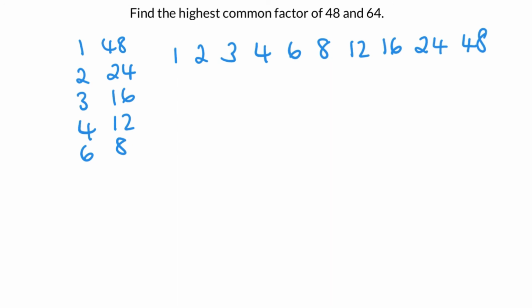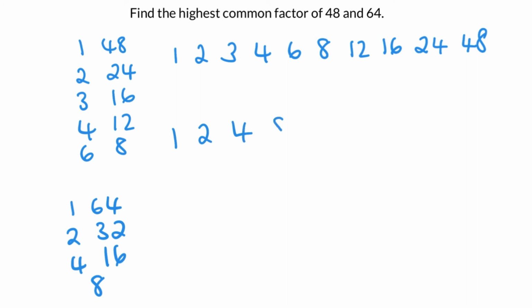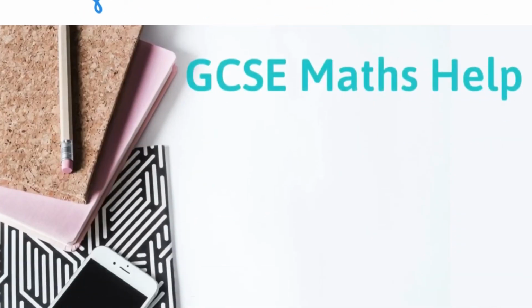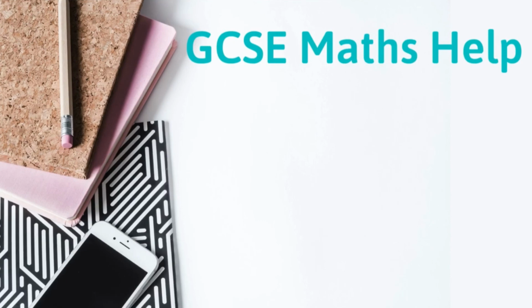So let's do the same for 64. Which 2 numbers times together to make 64? We've got 1 and 64, 2 and 32, 4 and 16, and then 8 times 8. So we've got 1, 2, 4, 8, 16, 32, 64. So if we look down the two lists, you can see that 16 is the highest common factor of 48 and 64.